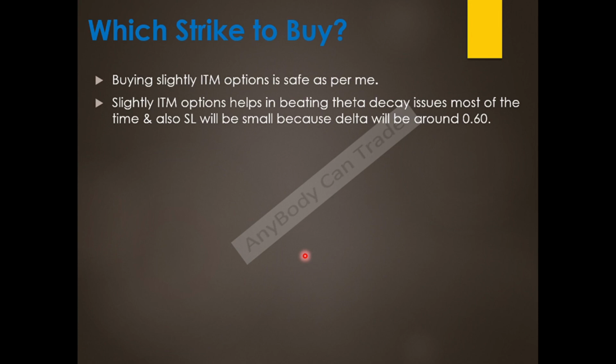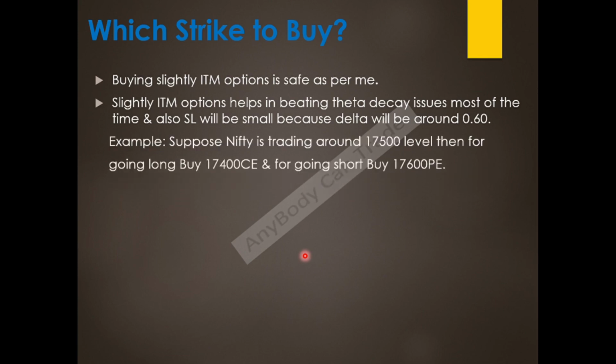So again, slightly ITM options do not always help in beating theta decay. That is why I have some other rules which I have made for my risk management, which I teach to my webinar students also. Coming to this, I have put an example in this slide. Suppose Nifty is trading around 17,500 level, then for going long, I buy 17,400 CE, and for going short, I buy 17,600 PE.